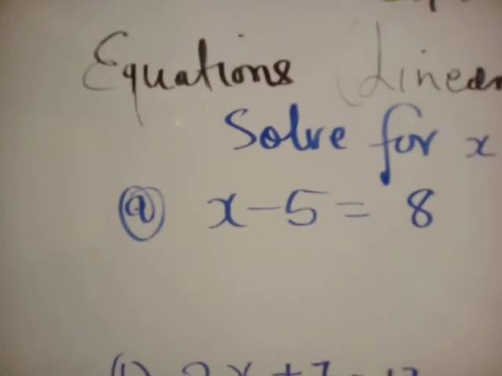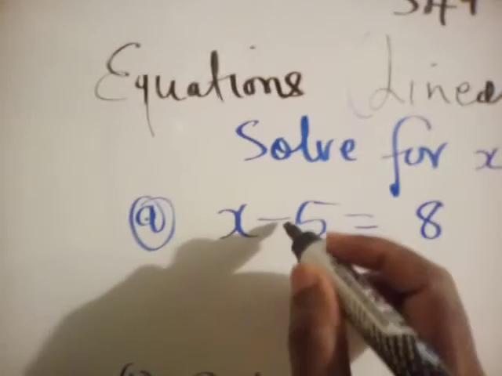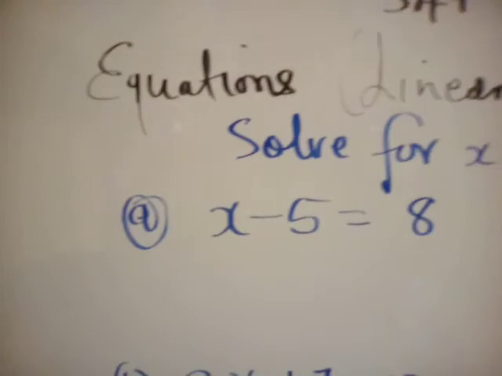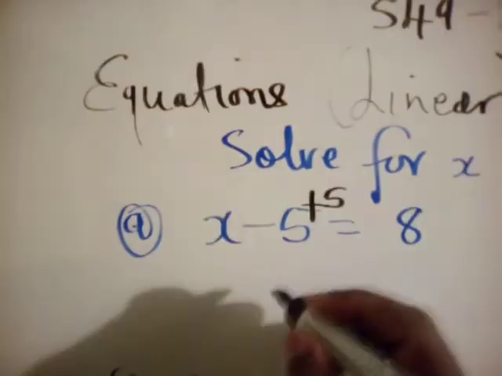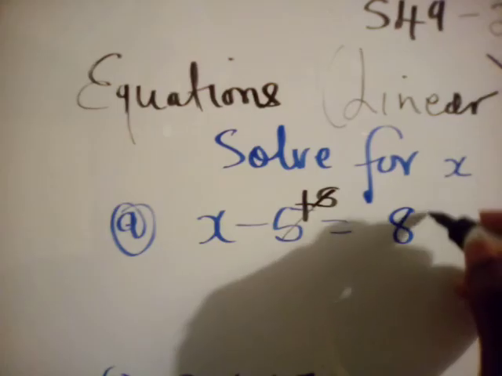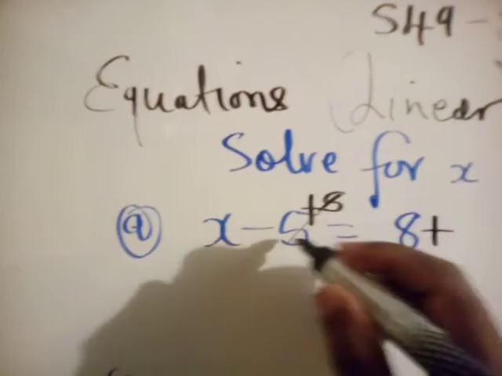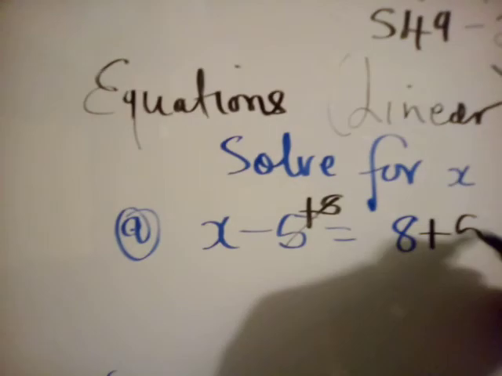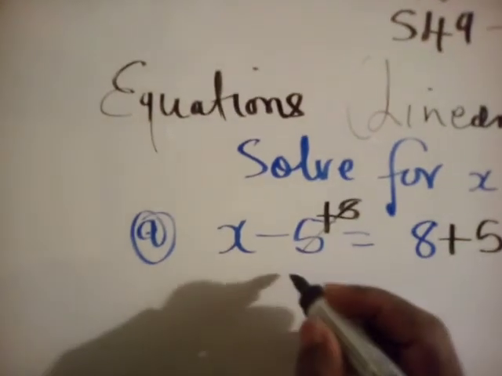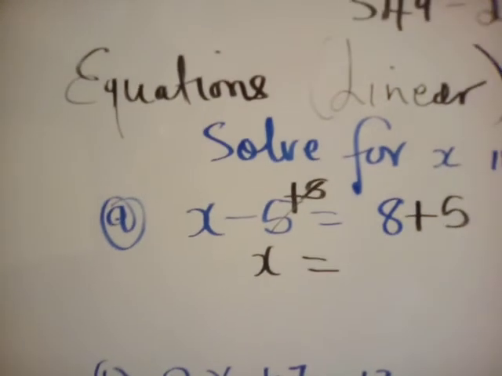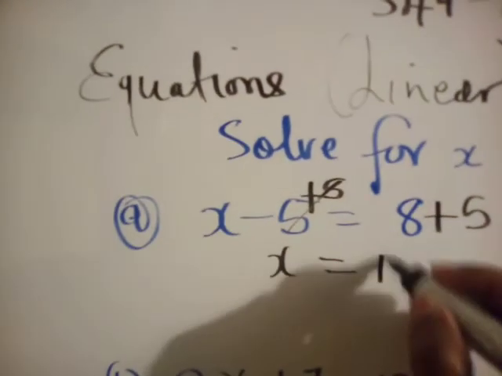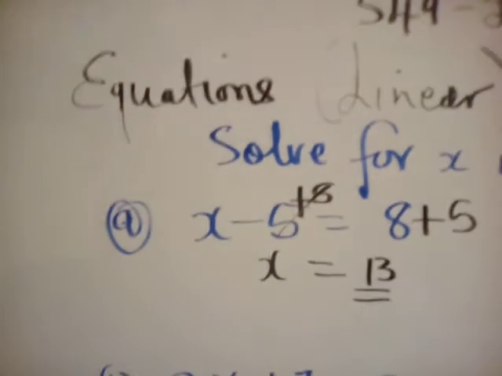Now, the inverse of negative 5 is positive 5. Inverse is basically the opposite. And what you do to one side, you do to both sides. Because you add 5 to that side, you add 5 to this side. So, therefore, x is equal to 8 plus 5, and that would be 13. So, this one is very simple.